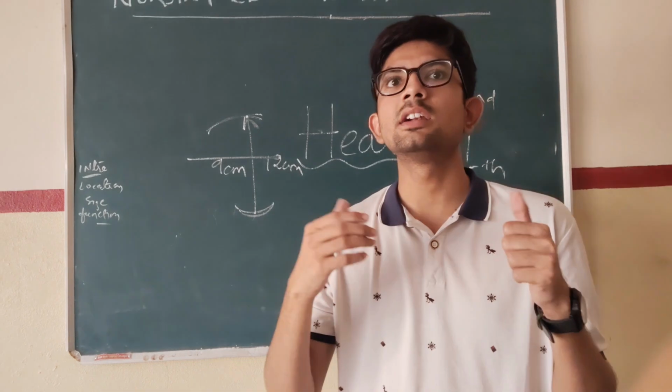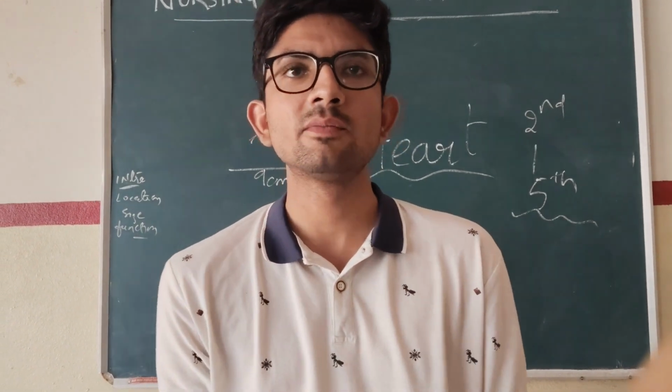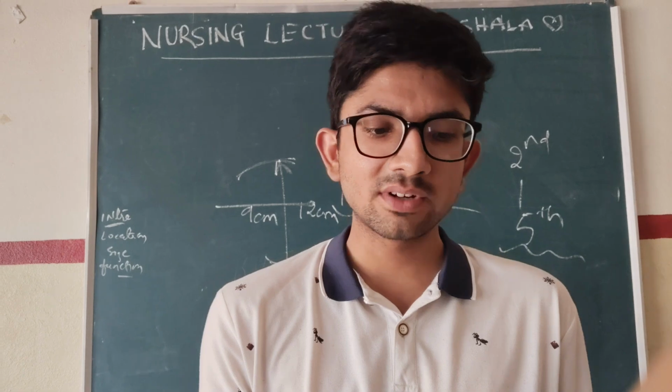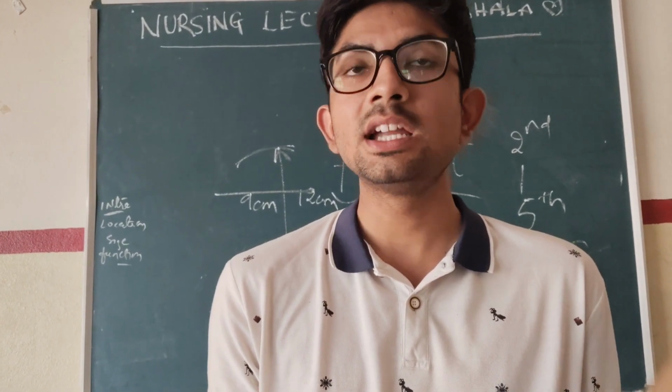Okay, coming to the organs which are surrounding the heart: the heart is surrounded anteriorly by the sternum, posteriorly by the esophagus, thoracic aorta and the thoracic vertebrae. Laterally it is surrounded by both the lungs, and inferiorly it is surrounded by the diaphragm. Superiorly it is surrounded by the great vessels, the aorta and the pulmonary trunk.